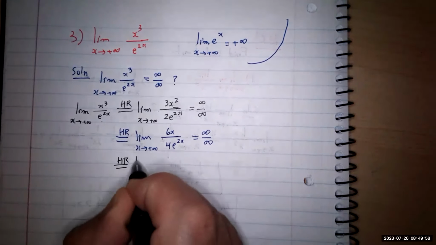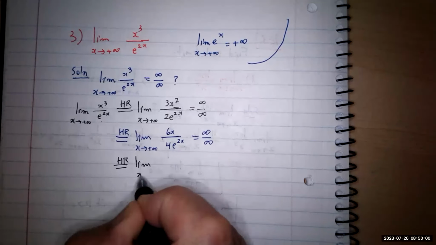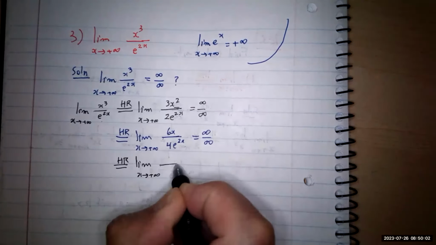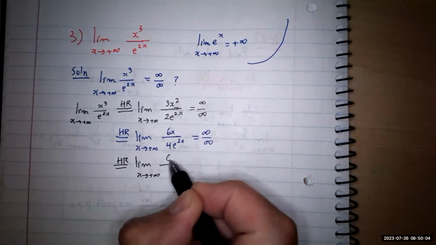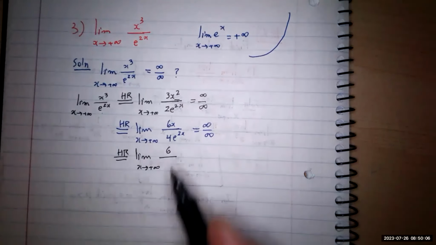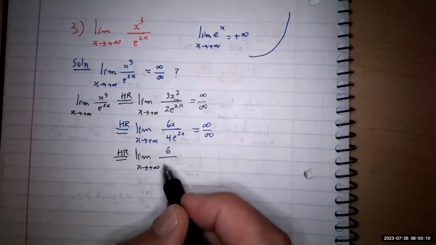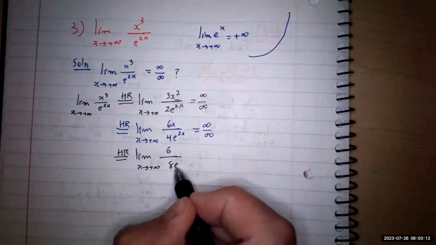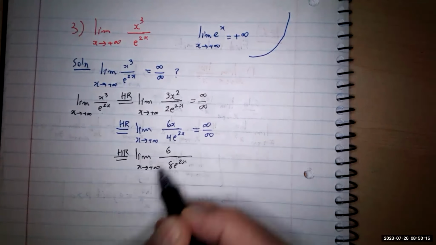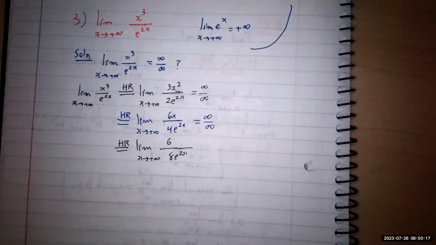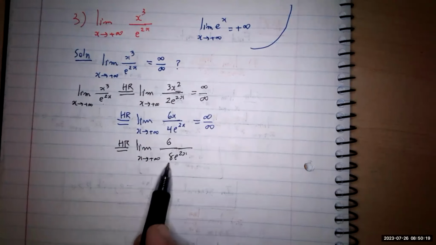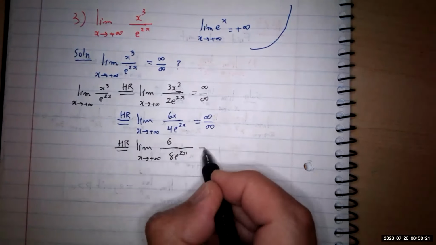L'Hopital rule. So that gives you the limit of x goes to positive infinity. Differentiate. Derivative of 6x, 6. For the exponential function, your u prime is 2. 2 times 4, 8. 8e to the 2x. You see, you got a number on the top, the bottom would be infinity, so this would be 0.